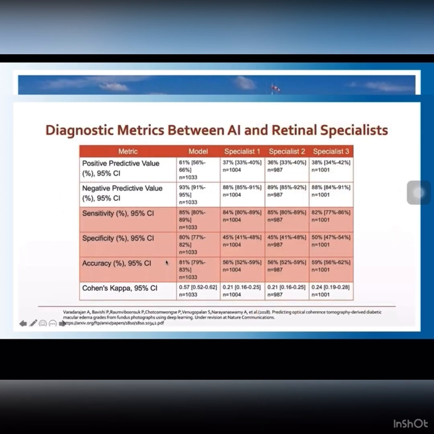As you can see, the positive predictive value from the model was 61%, not high, but from the retinal specialist was around 37%. The negative predictive value from the model was 93%. The retinal specialist was 88%. Sensitivity from the model and the retinal specialist was about the same at 85%, but specificity was higher from the model at 80% compared to 48% from the retinal specialist.